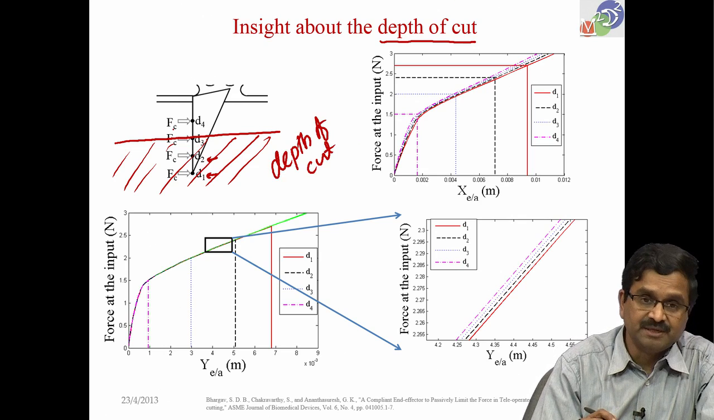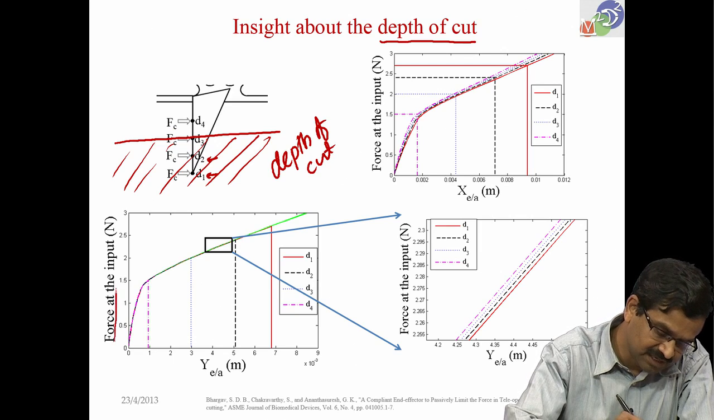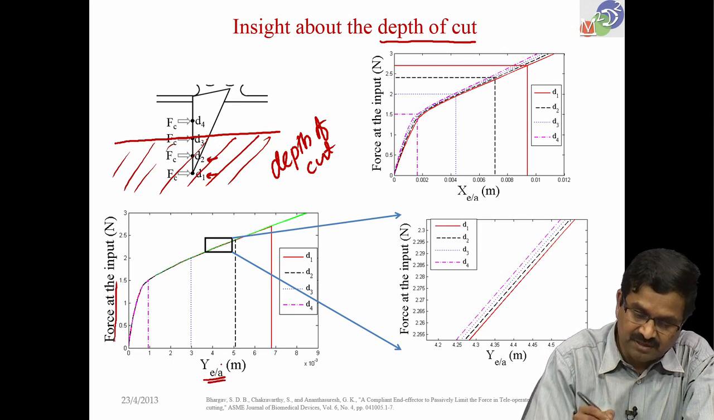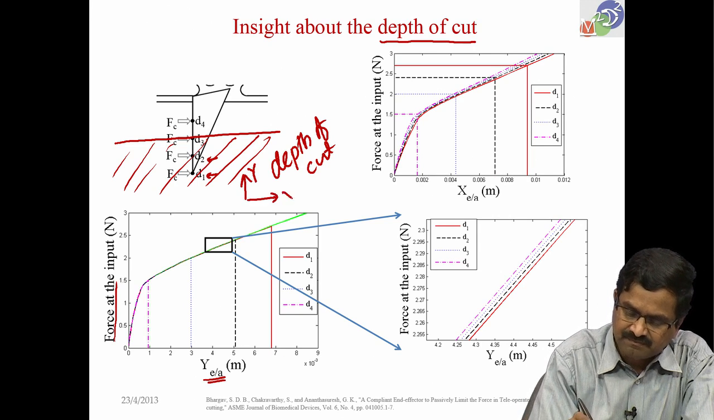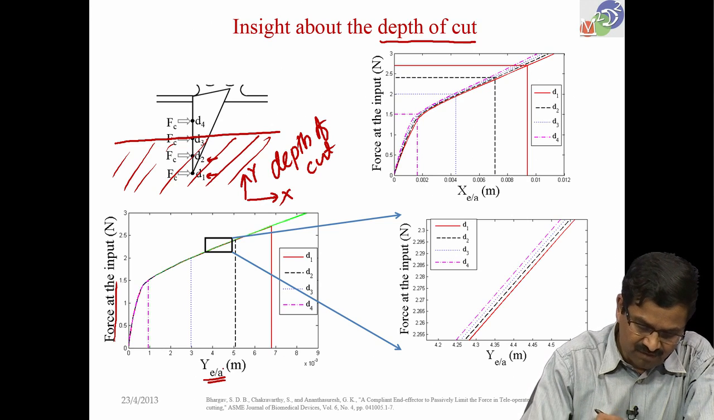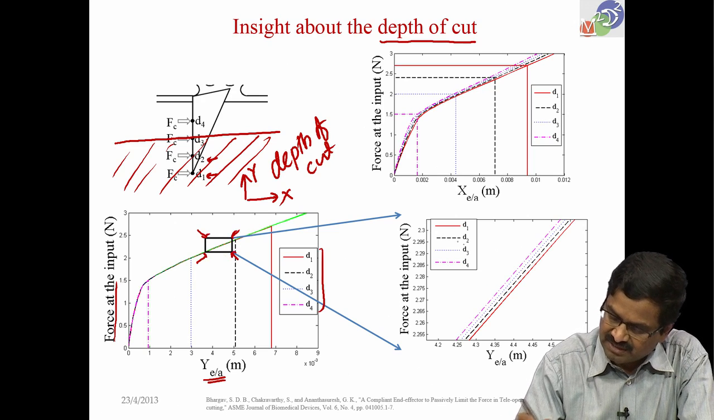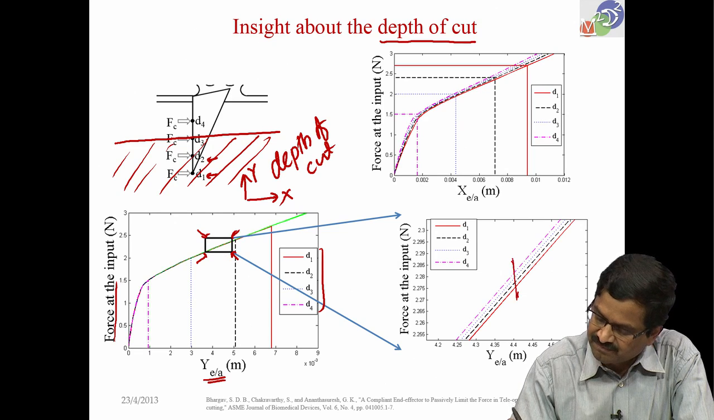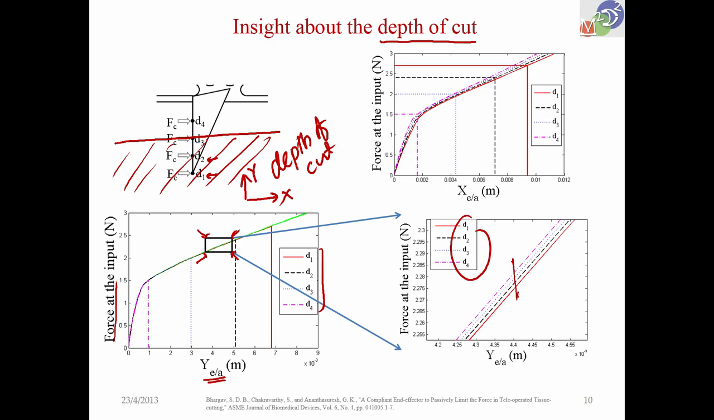For a force Fc applied at different depths of cut, what we have shown here is the force at the input versus the y displacement. The y displacement here is in this direction, that is y, and this is x. Okay. So, y displacement goes like this. It does not depend so much on the depth of cut, because when I zoom in on this portion over here, I see that there is a little difference, but otherwise for all depths of cut the y displacement is the same, whereas for x displacement there is a difference.